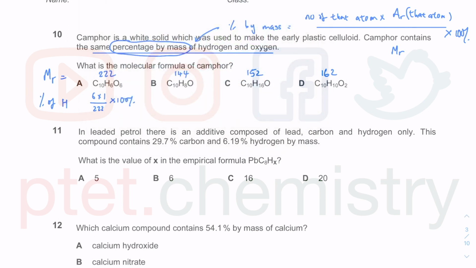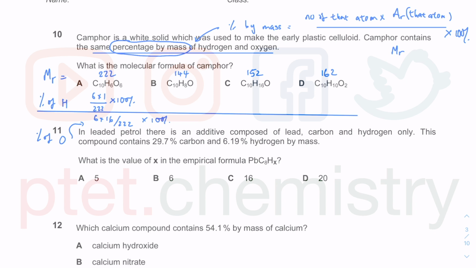Let me just work very quickly for the percentage of oxygen for option A. Oh my god, I'm running out of space really. Doesn't matter, let's try and squeeze in. So I have 6 times 16 over 222 times 100%. I hope you can see the idea is that there's 6 oxygen, and each oxygen has a relative atomic mass of 16, divided by the total Mr times 100%.